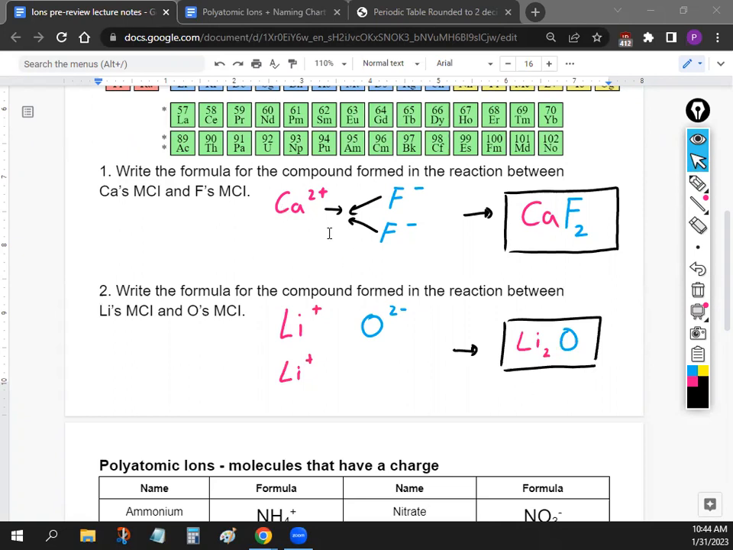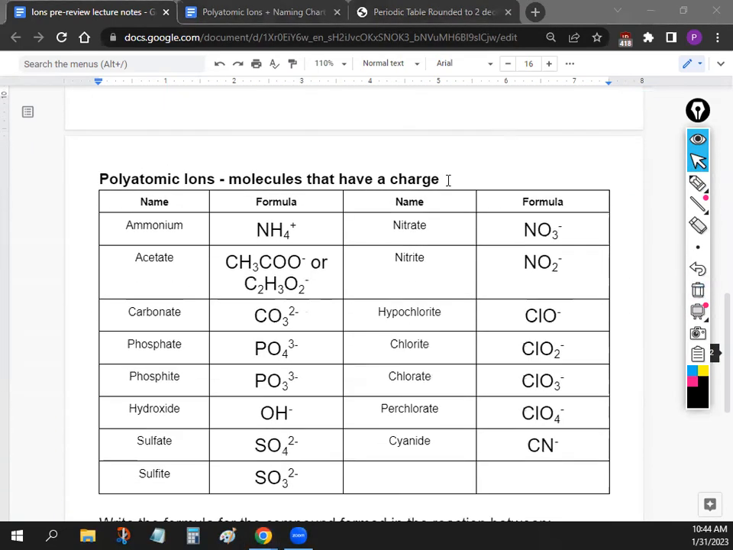Okay, so we're gonna be adding one small thing on top of this. It's nothing really is changing. We're just gonna be looking at some different types of ions. So if you guys notice, we've been looking at ions with just one atom, right? One element on the periodic table, like Ca, F. Now, but there's these other things called polyatomic ions.